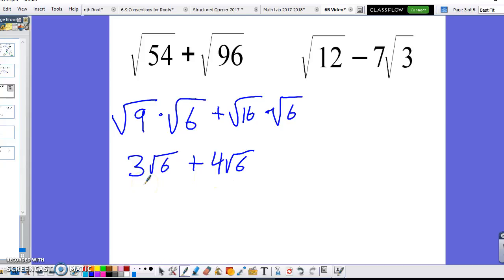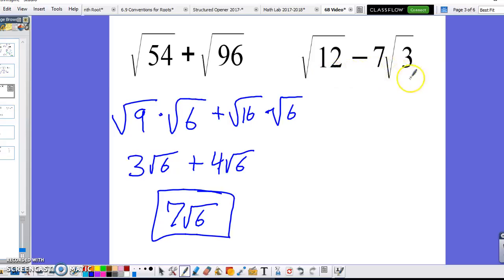So another way to think about it instead of like terms is I've got 3 square roots of 6 here. I've got 4 square roots of 6 there. Well, total then I would have 7 square roots of 6. Okay? On this one over here, I'm trying to simplify these two.